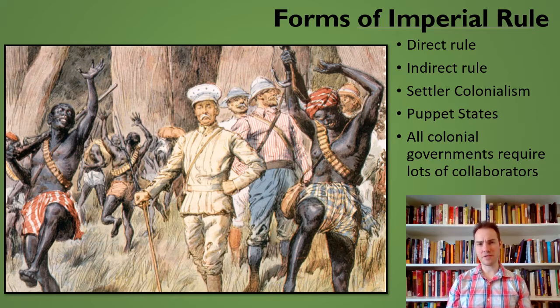We're going to see more of these coming up where theoretically there's an independent nation state, but really it's run by another country altogether. But all of these different forms of rule have a lot of stuff in common. One of the things they all have in common is you need lots and lots of collaborators.